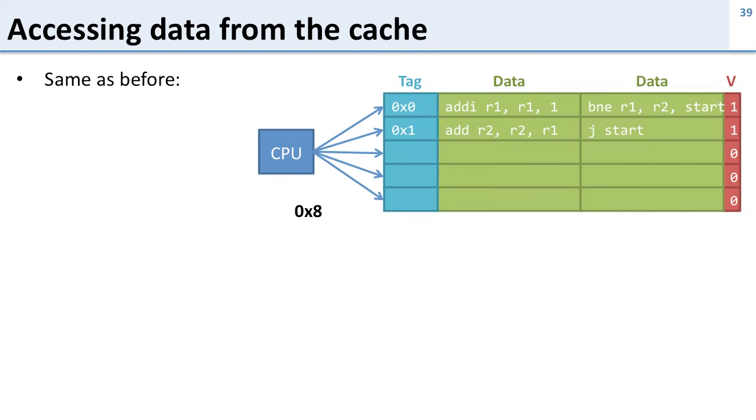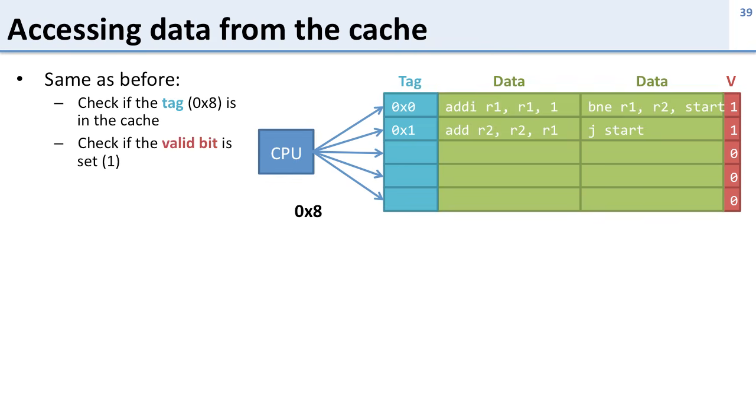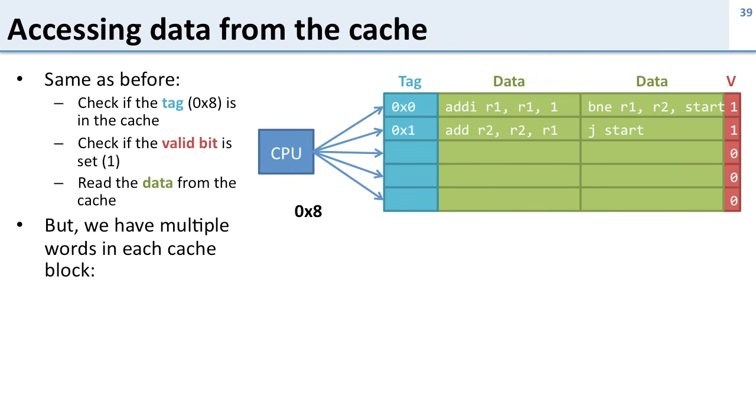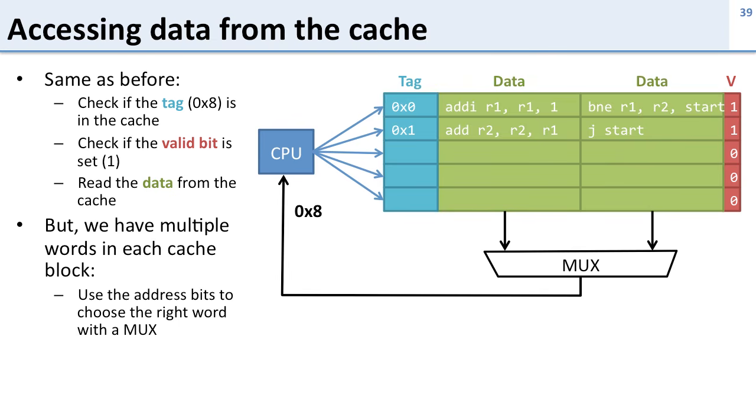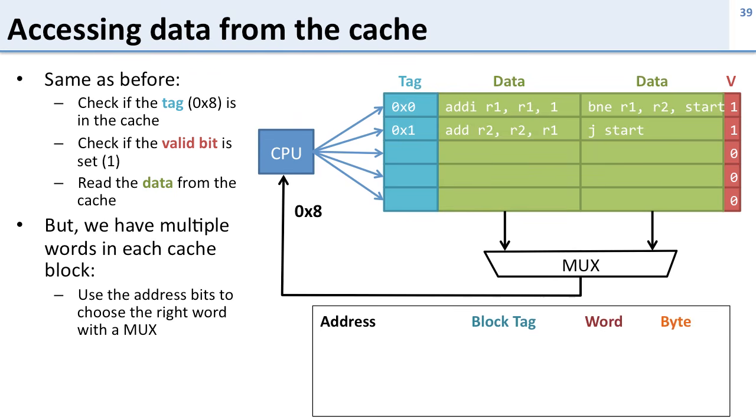So how do we access data from a cache if we have multiple words in every cache block? Well, it's pretty much the same as before. We check the tag to see if it's in the cache, check whether the valid bit is set, and then read the data from the cache. However, we have multiple words in each cache block, so we need to get out the right word. To do that, we put in a mux. When we access a cache block, we get out data from multiple words. We can then use a mux to determine which data we send back to the CPU. Now, how do we choose which entry into the mux? Well, for that, we use the address.